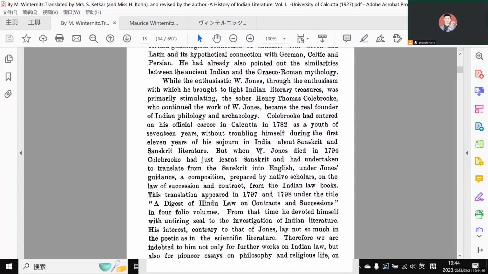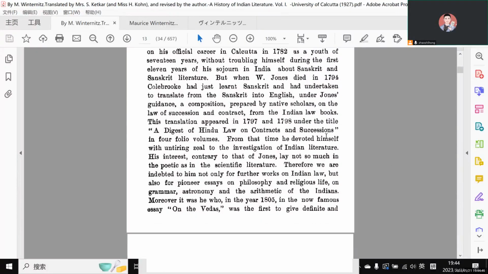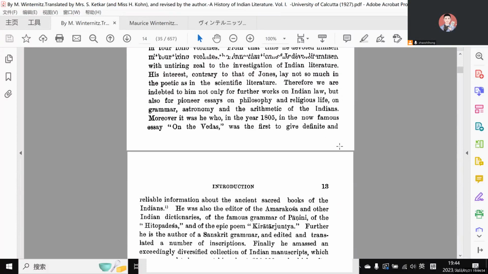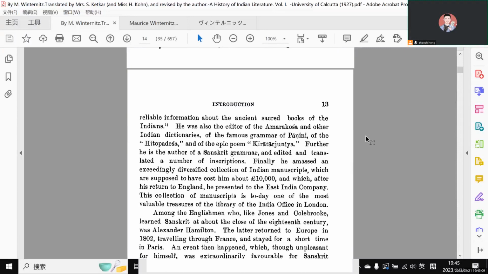Colebrook continued what William Jones had been doing. He continued translating Sanskrit texts into English and introducing them to Europe. He was also aware of the existence of the Veda, the most ancient literature in India.